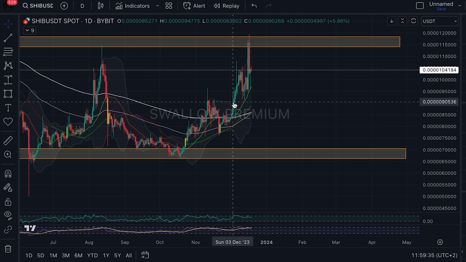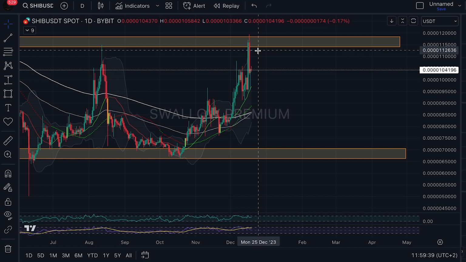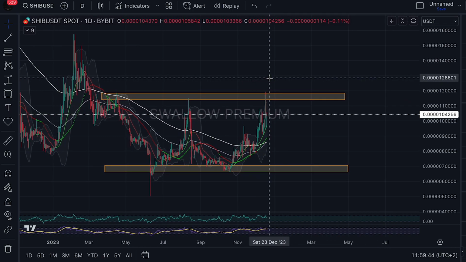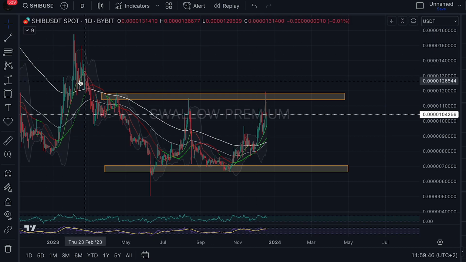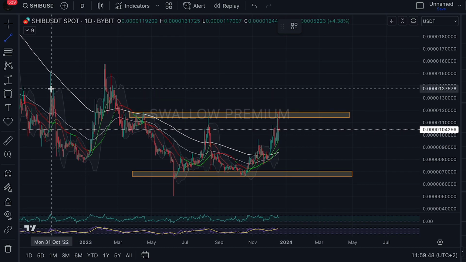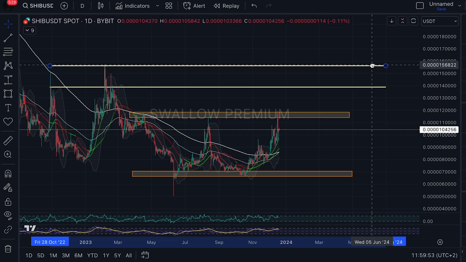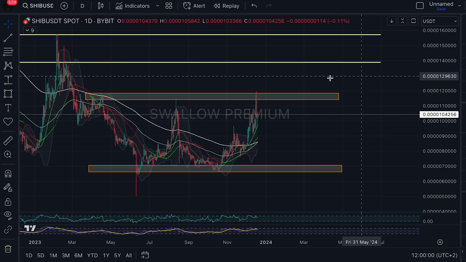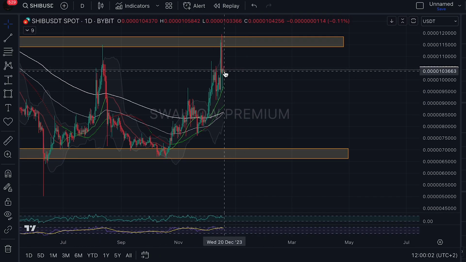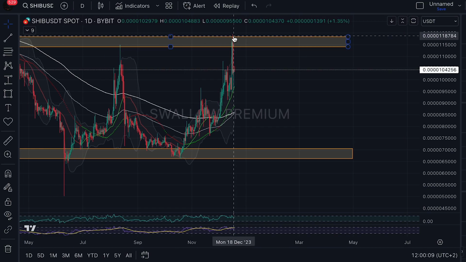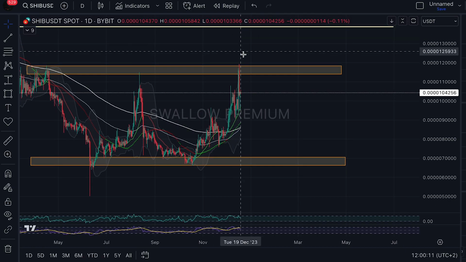With this sharp rejection, if we see any kind of potential movement to this upper zone again, then there is a chance of seeing further movement to the upper zones, meaning a potential movement to this zone here, which is the liquidity zone for the Shiba coin. So this zone here and also this zone here. But it will happen only if we see bullish movements toward this zone, then there is a high chance of seeing a nice breakout, which has been holding the price for quite some time now.